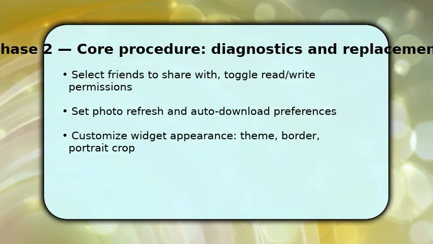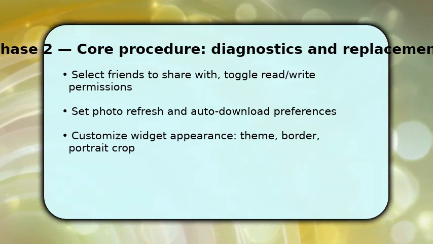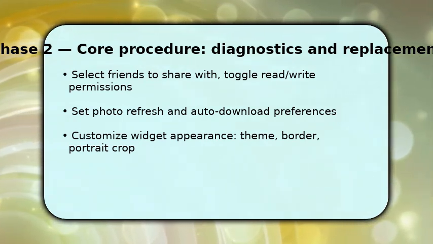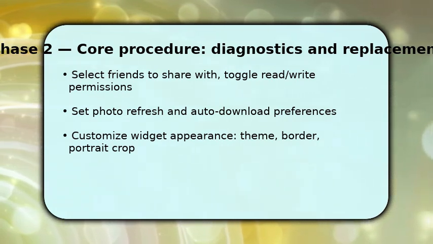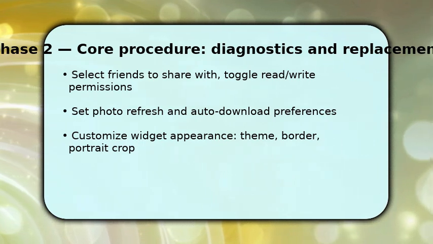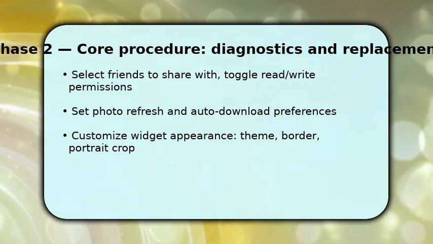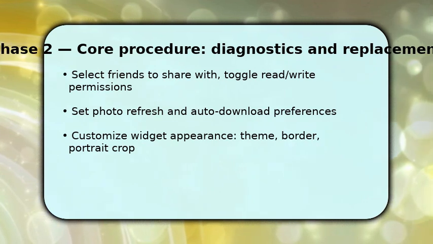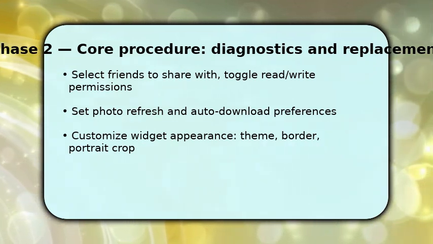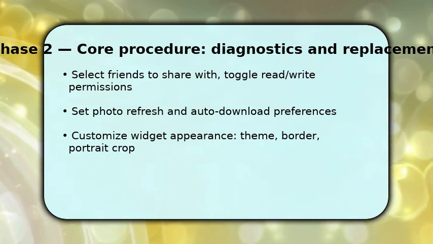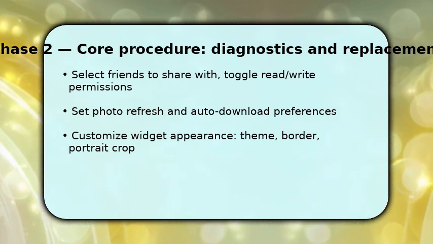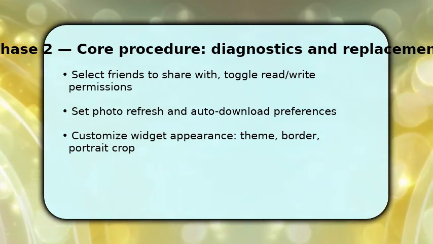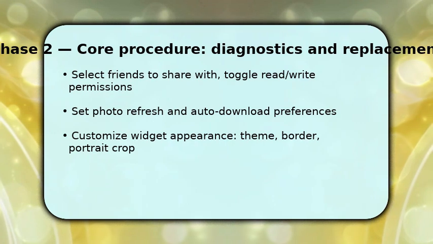Now you configure who appears in the widget and what they can send. You choose contacts to share photos with, toggle permission levels, and confirm whether they can add or only view. Once set, adjust refresh frequency and auto-download to save data or speed updates. Then customize appearance. Select theme, border style, and portrait crop so faces fit the widget frame. By connecting permissions, refresh settings, and styling, you control both privacy and the look of the live feed.